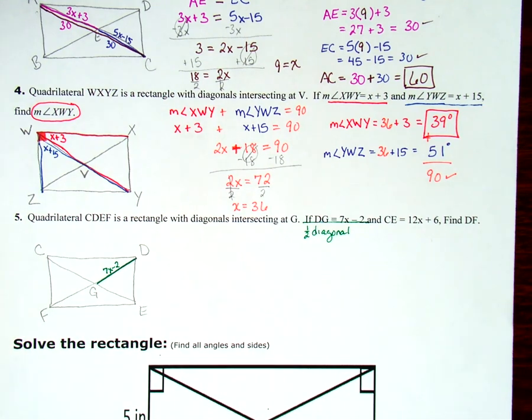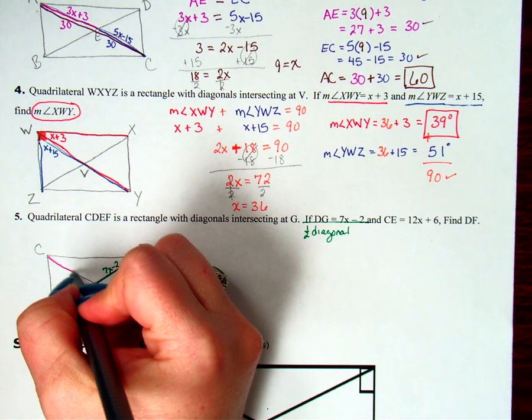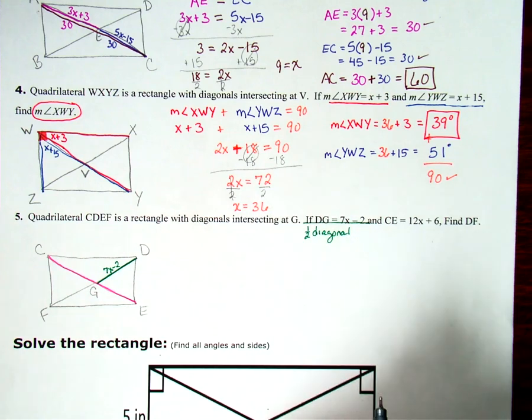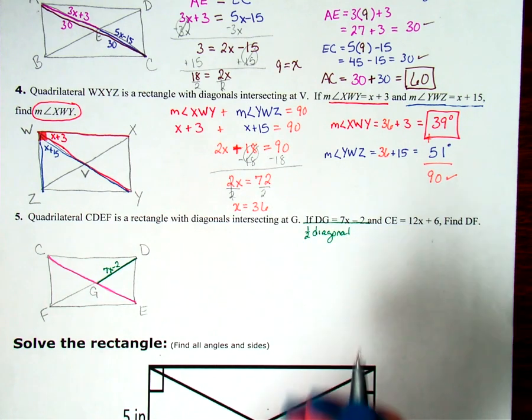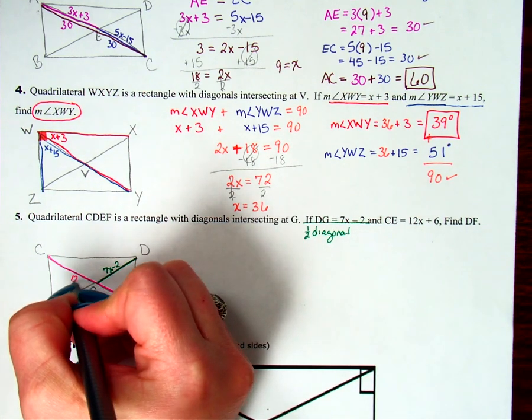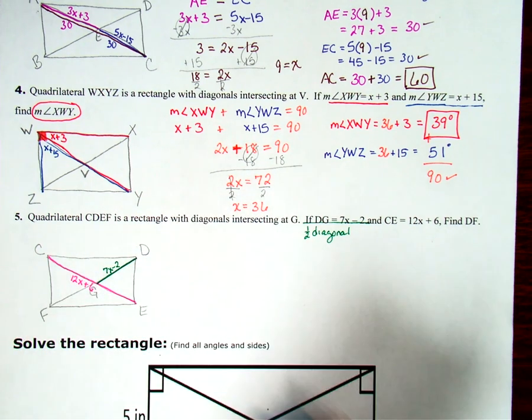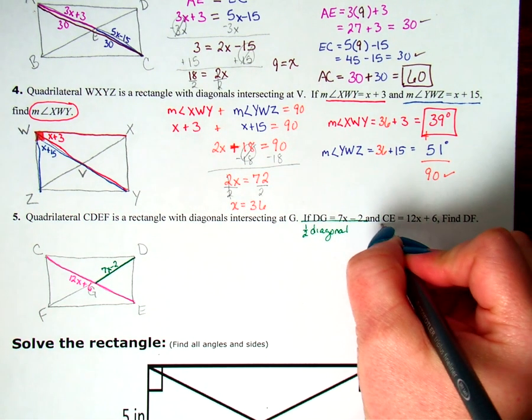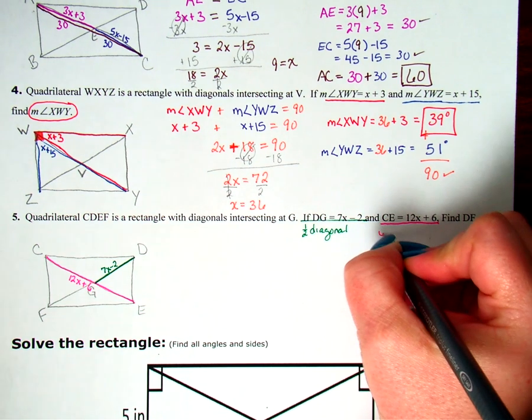(7x minus 2). CE is 12x plus 6. CE is a whole diagonal. This whole diagonal is 12x plus 6. Okay, so CE is a whole diagonal.